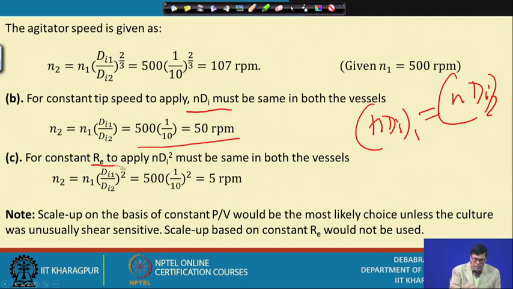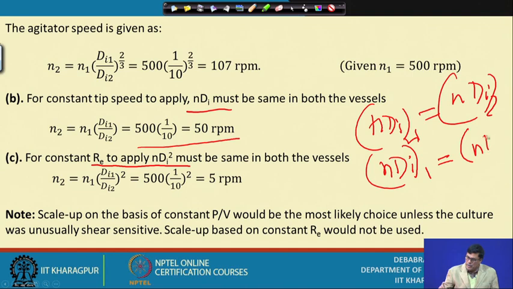Now next is the Reynolds number. Reynolds number, what is this? N di square 1 should be equal to N di square 2. Am I right? So this is the first case, this is the second case. If it is equal to this, then we can easily find out this N2 value. So it is very simple to calculate what the value would be during the scaling up of the bioreactor. We can easily solve how to handle the different operational parameters during scaling up of the bioreactor.